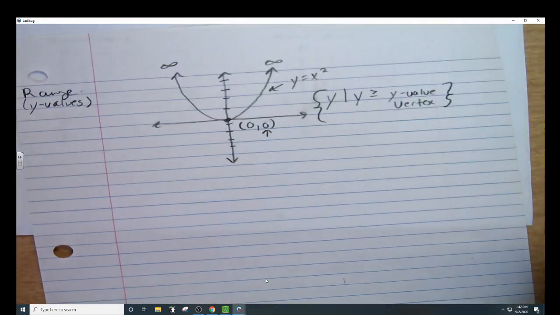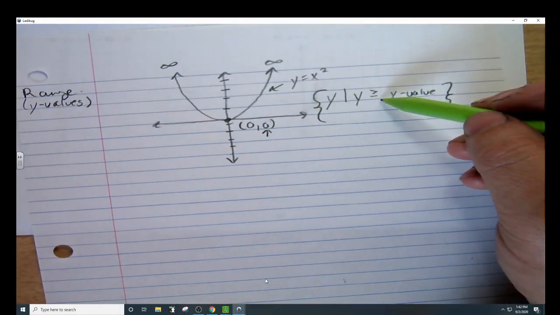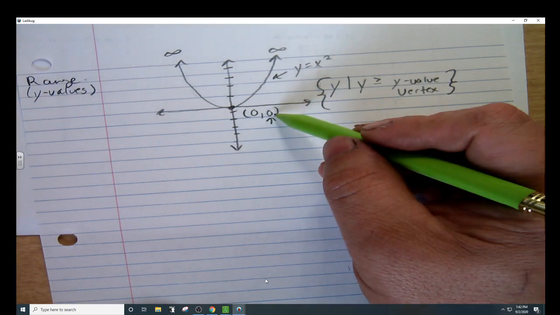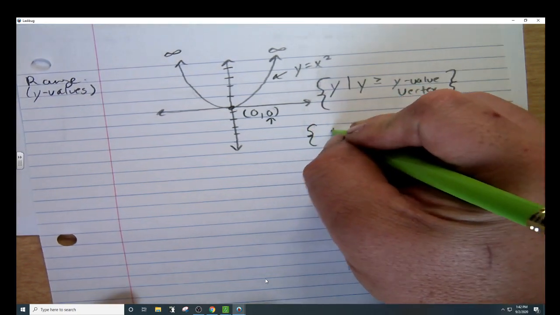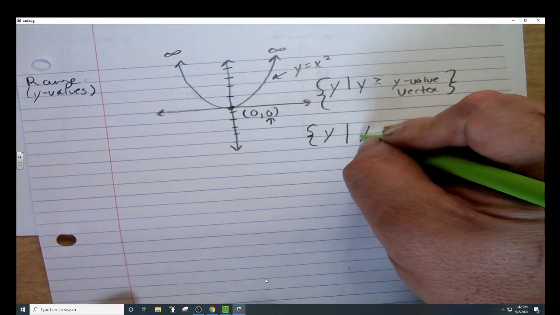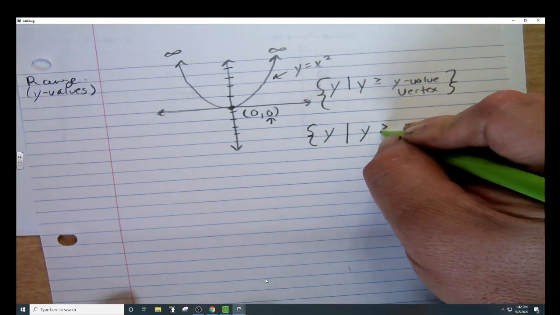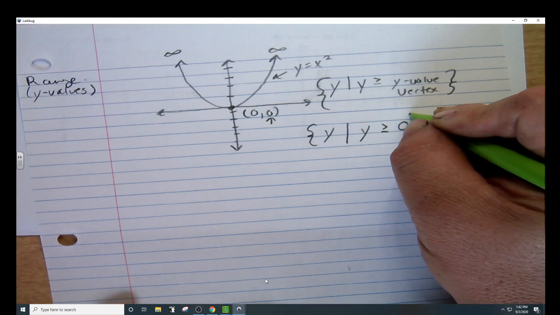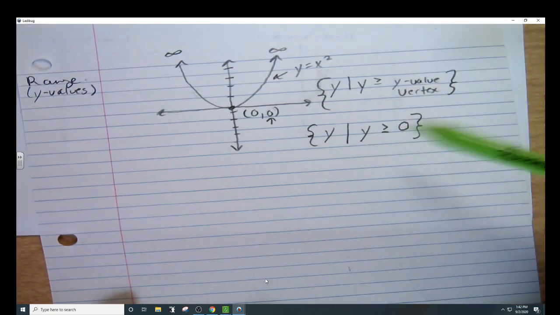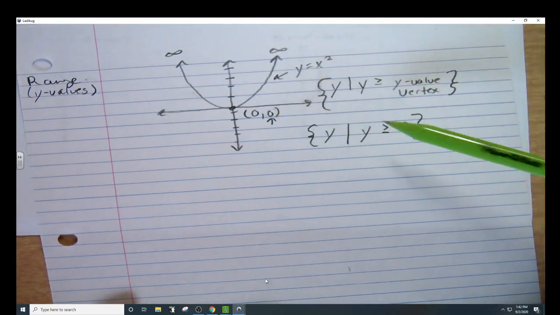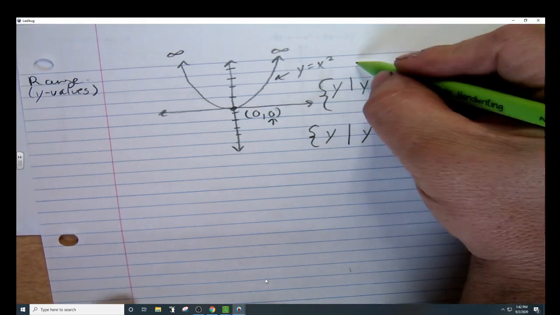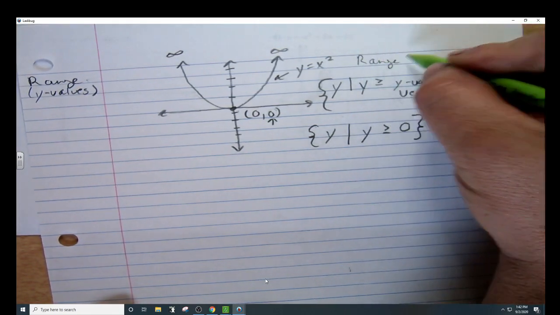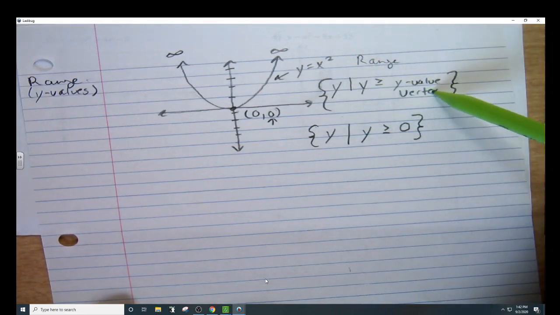It's the y values when y values are greater than or equal to the y value of the vertex. Well, in this case, this is going to be y values when y values are greater than or equal to 0, because the y value of your vertex is 0. That's why this number is 0. Because guys, remember, your range is always going to be y values when y values are greater than or equal to the y value of the vertex.